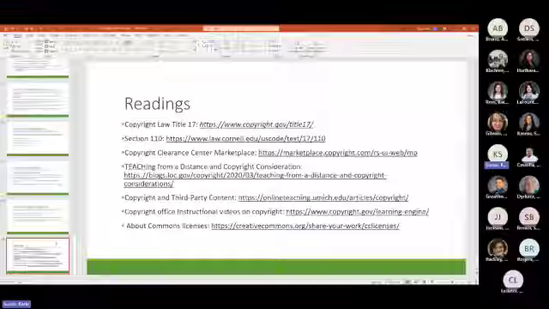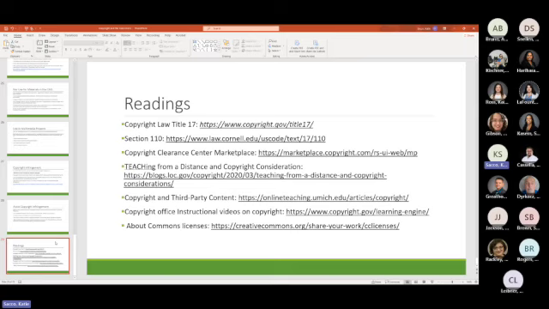There's a really good discussion from the Library of Congress about the Teach Act and distance learning that you might find interesting. And they have a bunch of things on copyright and third-party content and instructional videos from the Copyright Office. And the last one is about the Creative Commons licenses. So lots and lots of reading for you.